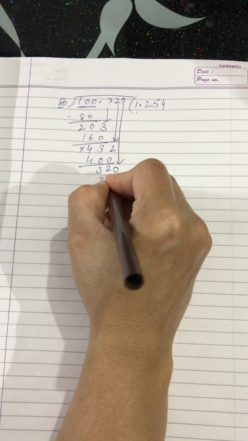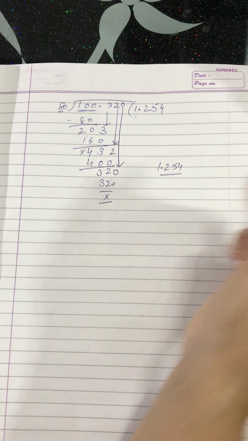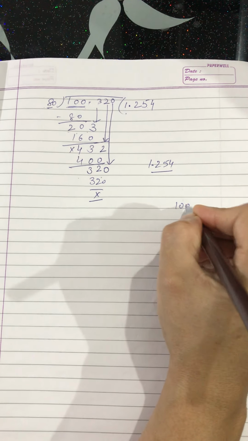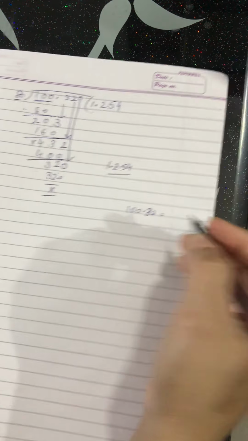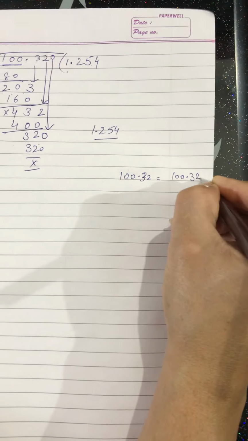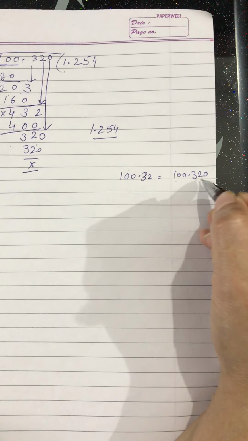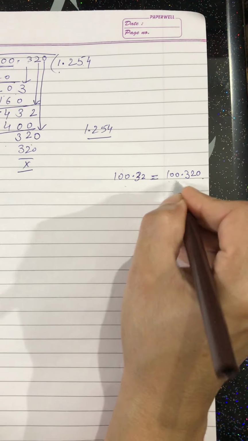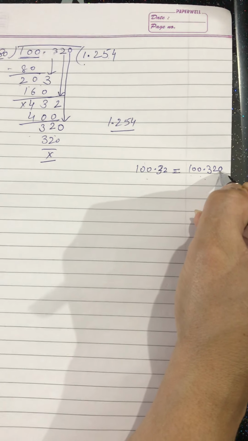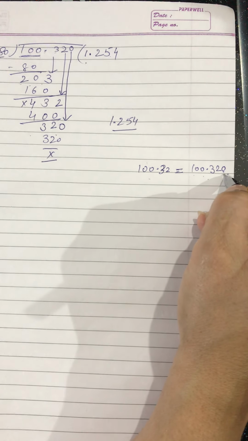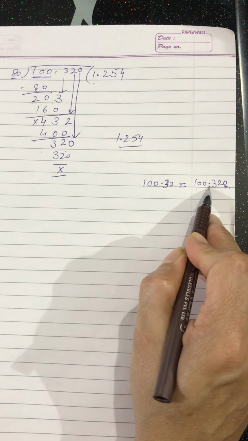84s are 320. So our quotient will be 1.254. Here I have written 100.32, and by writing a 0 to the right end, that will become 100.320. These both are equal because there is no value of this 0 to the right end, that is after the decimal. That 0 you can put only when there is a decimal in the number.